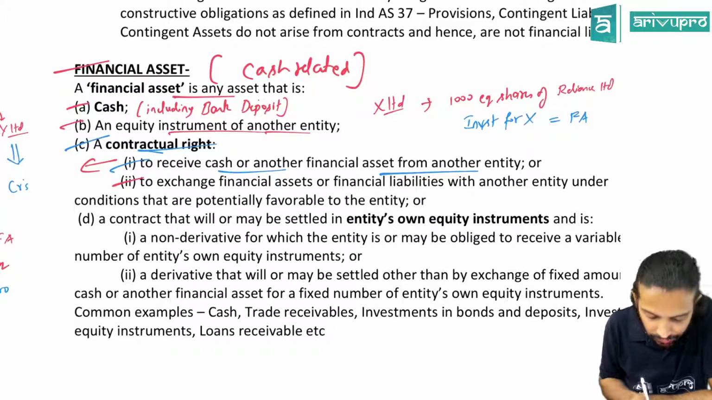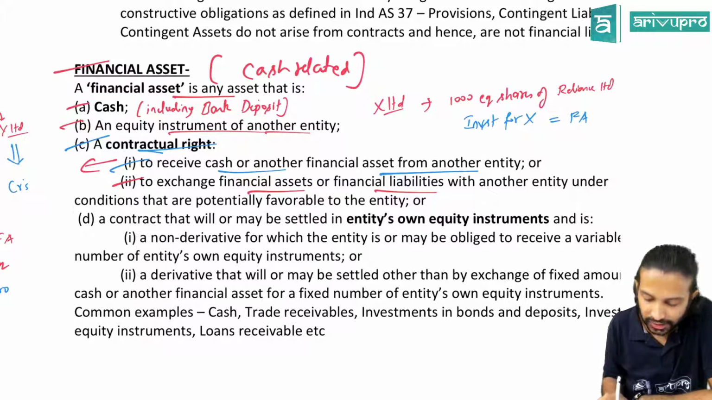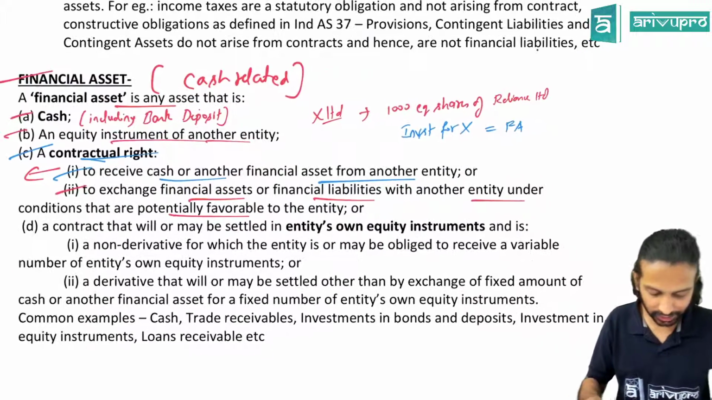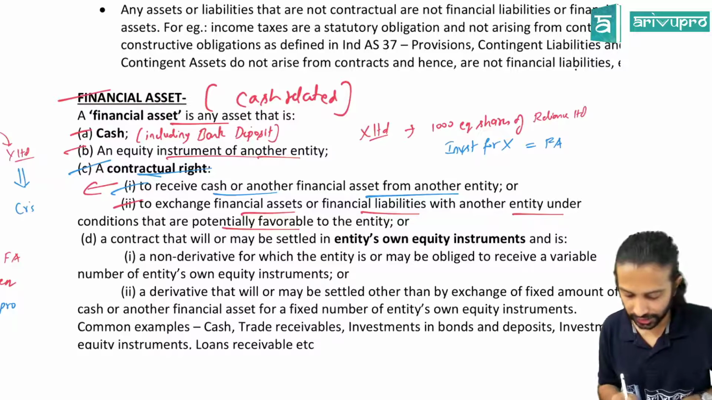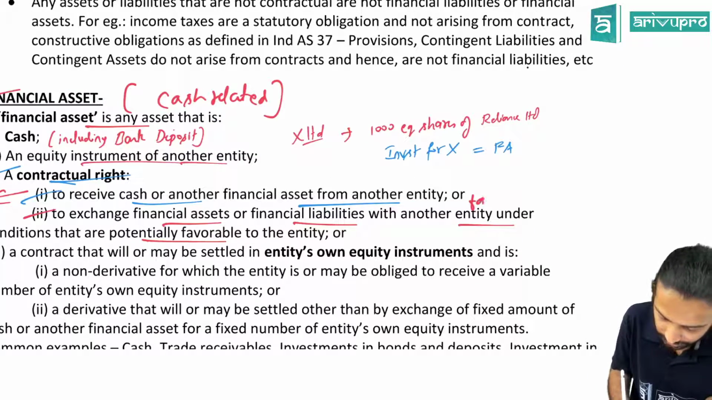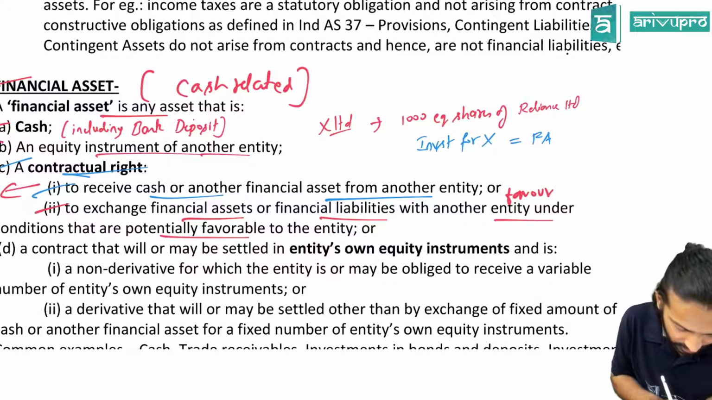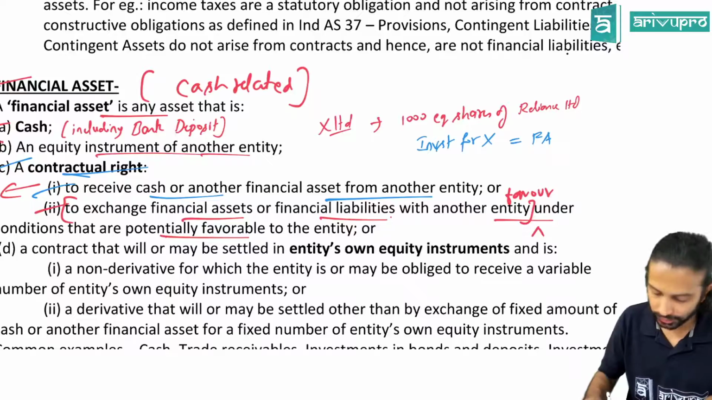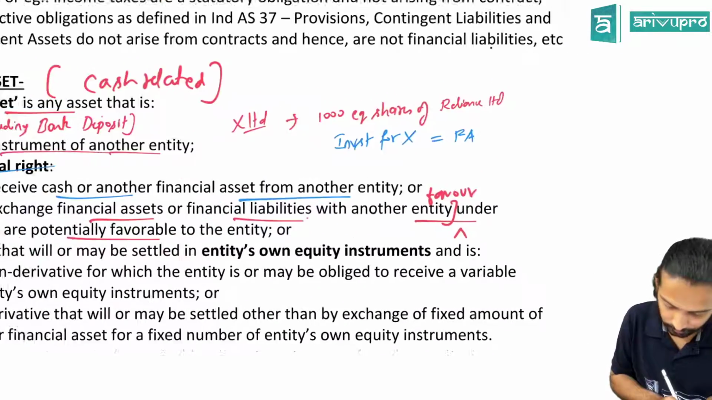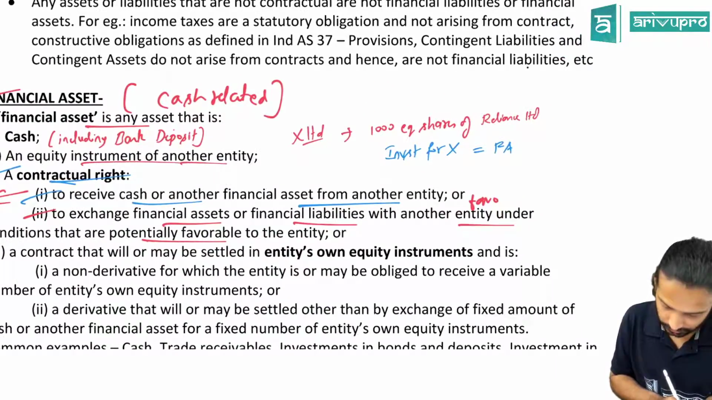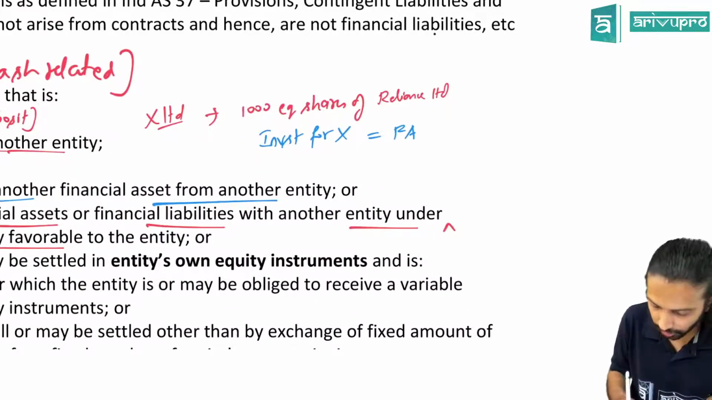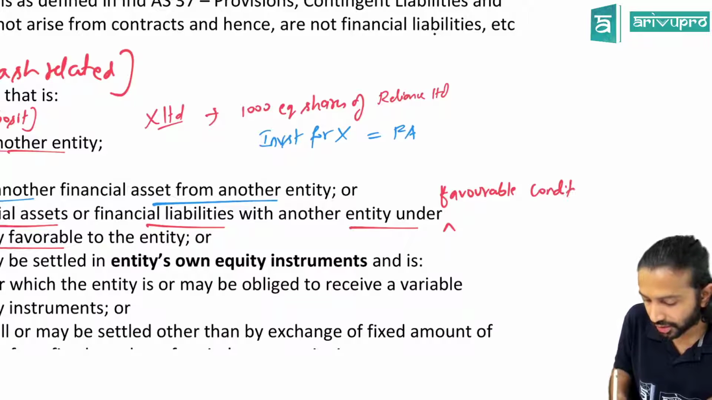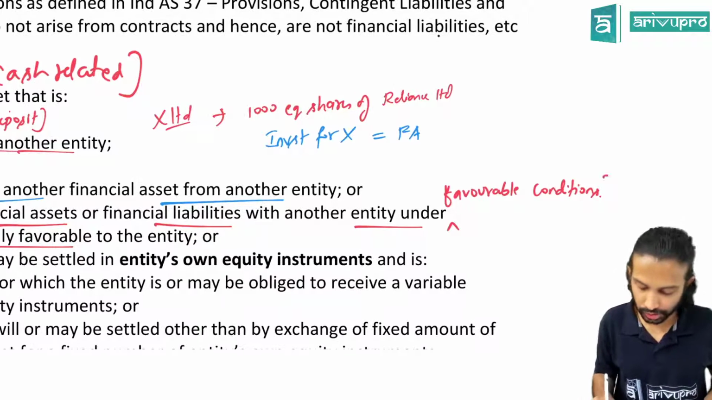To exchange a financial asset or financial liability with another entity under potentially favorable conditions. You write: under favorable conditions. To exchange financial assets or financial liability with other entity, put a hyphen and write under favorable condition. That is sufficient; you can cut off the next line. Just this much, remember it like this.